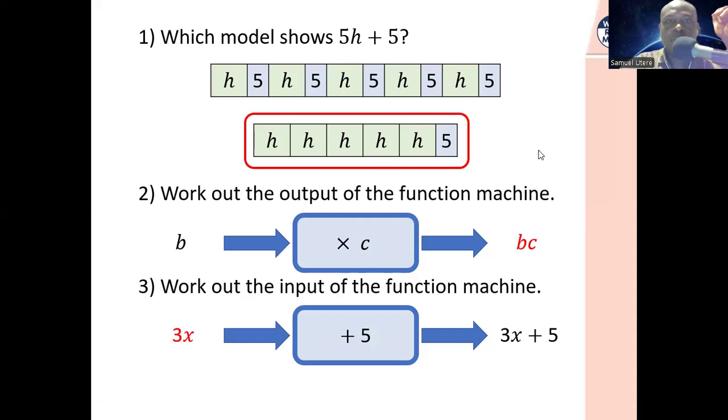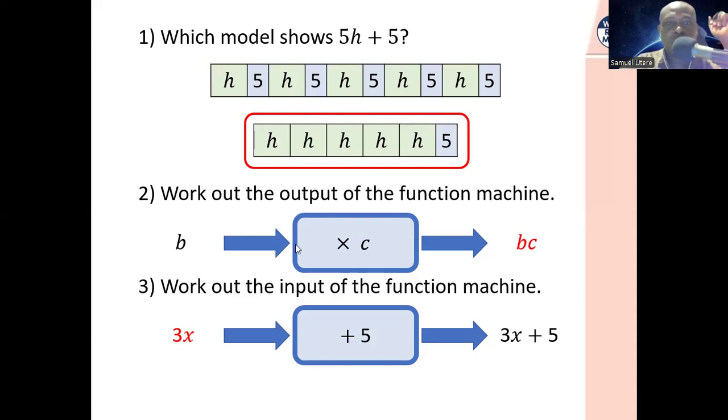Okay. So 5H, they're asking you which model shows 5H plus 5. Of course, remember our bar model. 5H means 5 lots of H and then plus another bar which is 5. So this bar is the correct one. The first one you can clearly see we have 1, 2, 3, so many fives. So that won't be right.